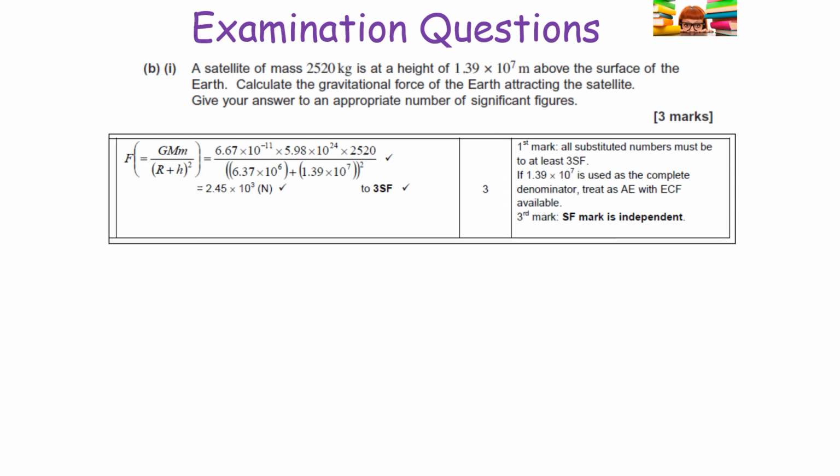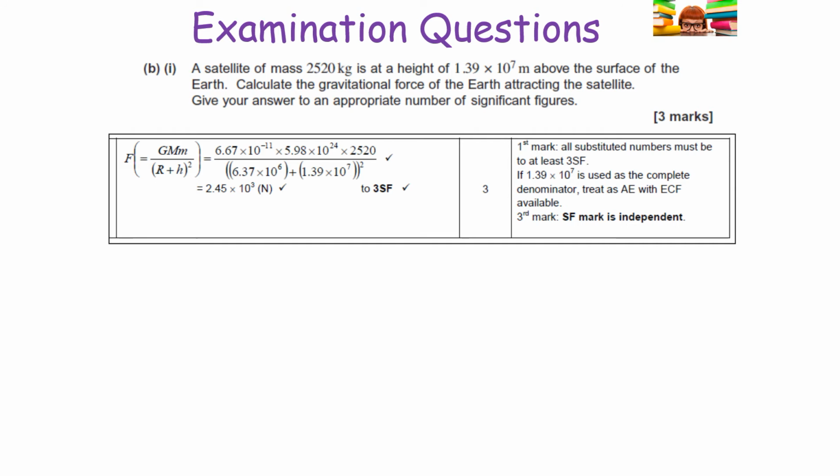It's 5.98 times 10 to 24. You're given the mass of the satellite, and you should be able to get the gravitational constant from, again, the equation sheet, of 6.67 times 10 to minus 11. You then divide that value by the distance from the center of mass of the planet to the actual object. Now again, remember that we were given the radius of the planet in kilometers, so convert that into meters, work it through, and you get 2.45 times 10 to the 3 newtons. Now again, why 3 significant figures?